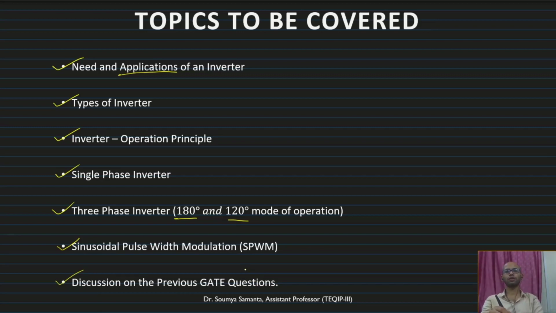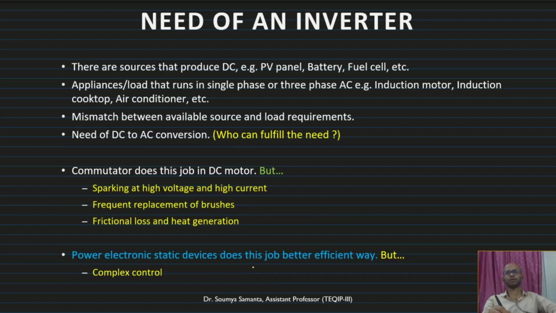Okay, so let's start. So first, why do we need an inverter? We need an inverter because there are certain types of sources which provide power in the form of DC, in the form of DC voltage or DC current. Okay, so what are these sources? The sources are, suppose, PV panel, fuel cell and battery.